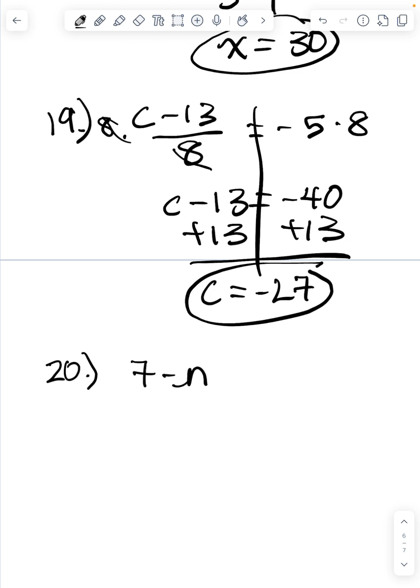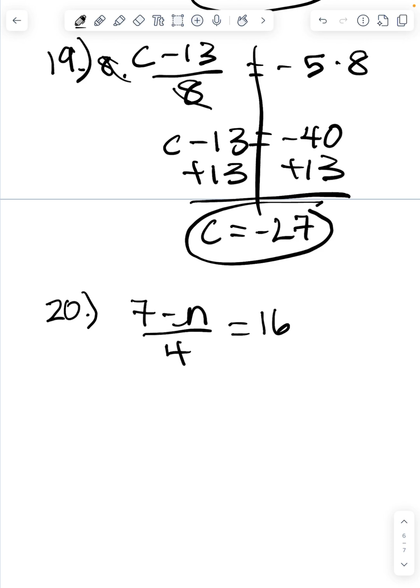7 minus n divided by 4 equals 16. Okay, so the first thing we would do is 7 minus n. The second thing we would do is divide that by 4. That means we need to undo division by 4 first because it's the last thing done. So to undo that, we multiply both sides by 4. That leaves us with 7 minus n equals 64.